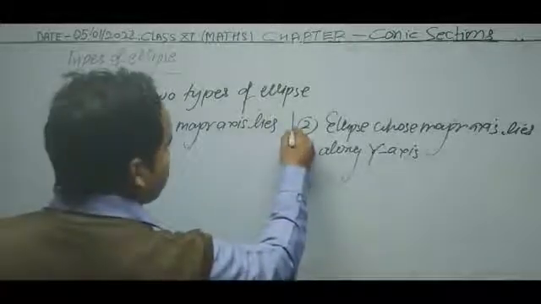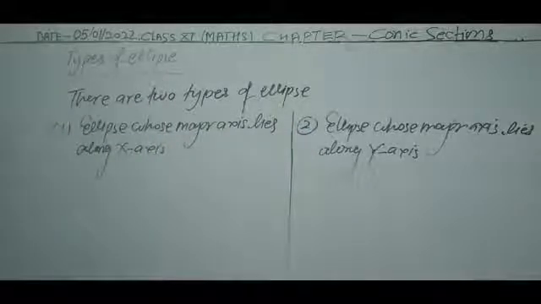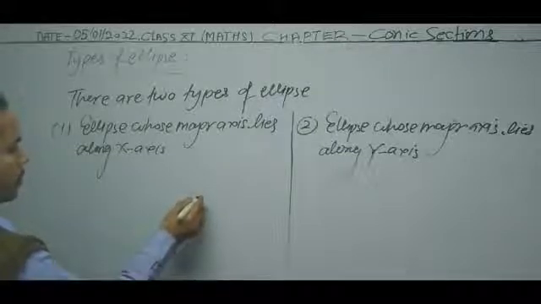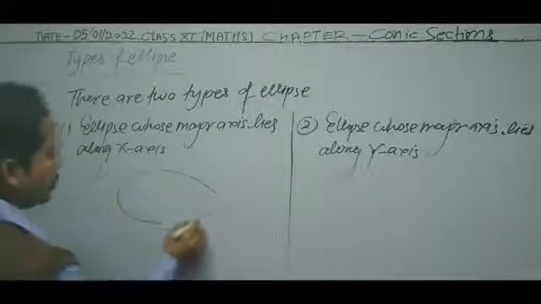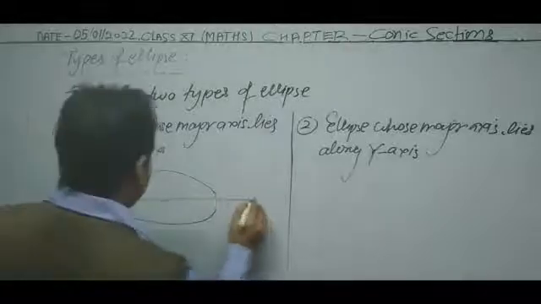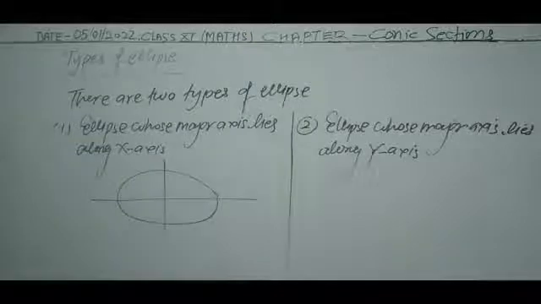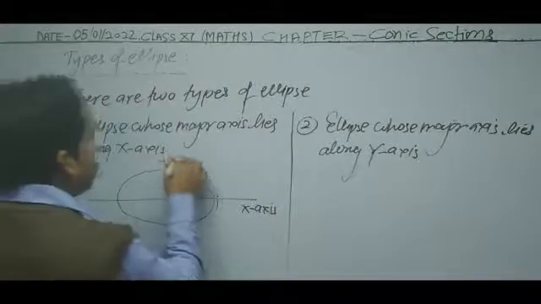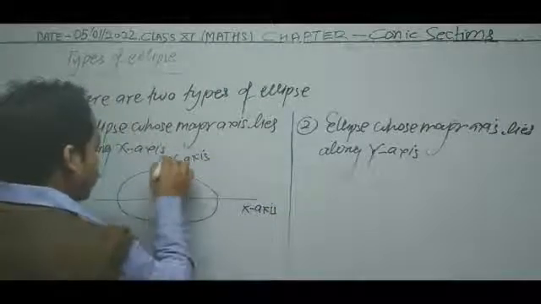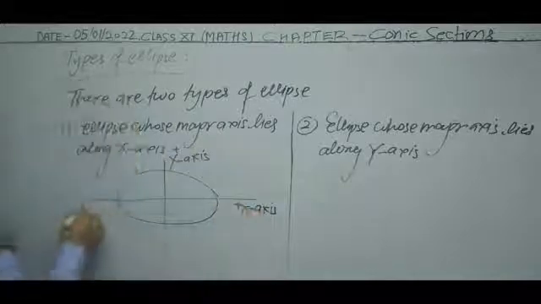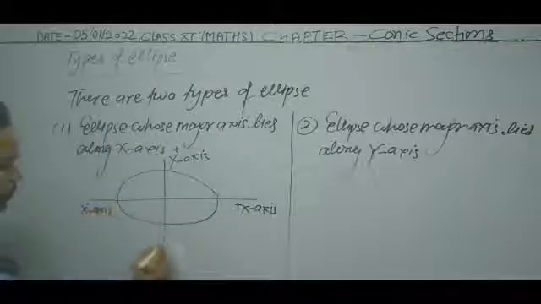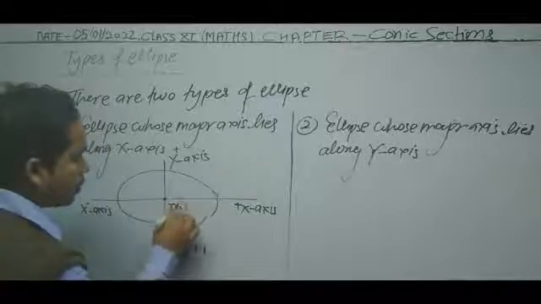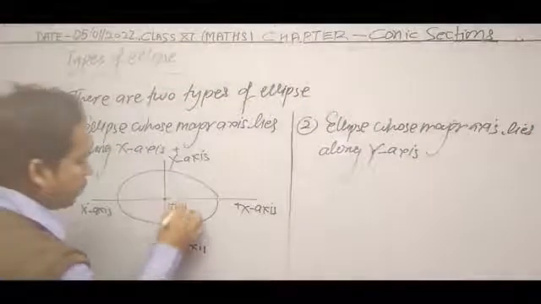See, in this figure you will see this is the type of ellipse whose major axis lies along the x-axis, and this is the y-axis. This is the x-axis and this is the y-axis. Y positive axis, this is x positive, this is x negative axis, this is y negative axis, and this is the origin, also known as the center of ellipse.